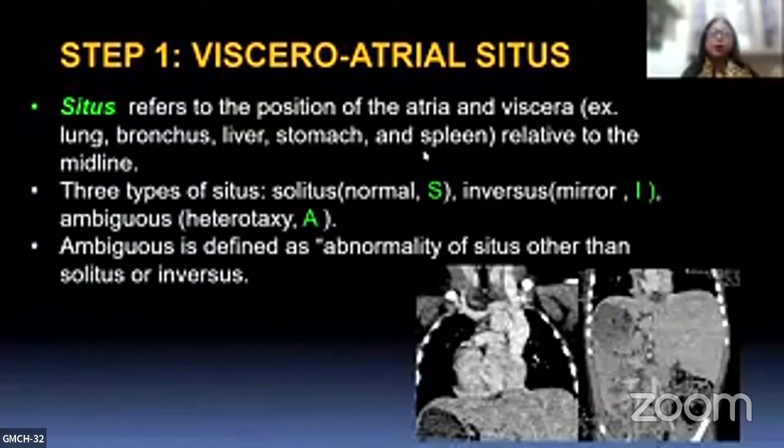Now taking them one by one, the visceroatrial situs. As the name signifies, we have to see how is the position of the atria and viscera related to the midline. So there are three types of situs: situs solitus, where we use the letter S; situs inversus, that is mirroring of the anatomy, where we use the letter I; and ambiguous, where we use the letter A, which is heterotaxy. Ambiguous is defined as an anomaly of situs other than solitus or inversus.